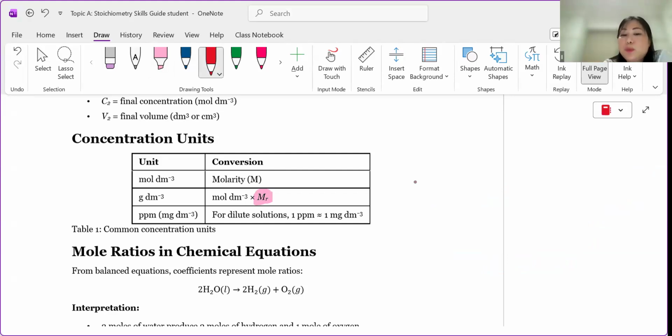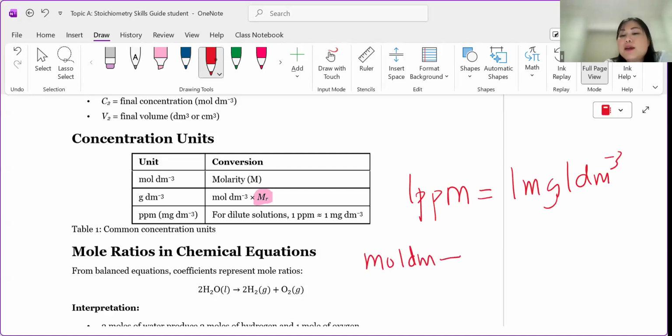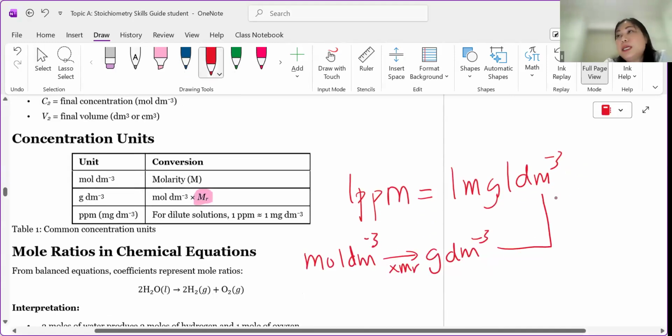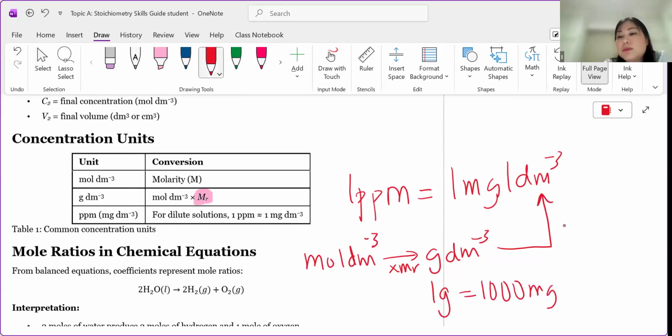And how is it related to the previous concentration we learned? 1 part per million is also known as 1 milligram per dm cube. Remember just now, from mole per dm cube, we want to find grams per dm cube. We multiply by Mr. Then from grams per dm cube, if we want milligrams per dm cube, 1 gram is 1,000 milligrams, so we multiply by 1,000. That's how we convert something into ppm.